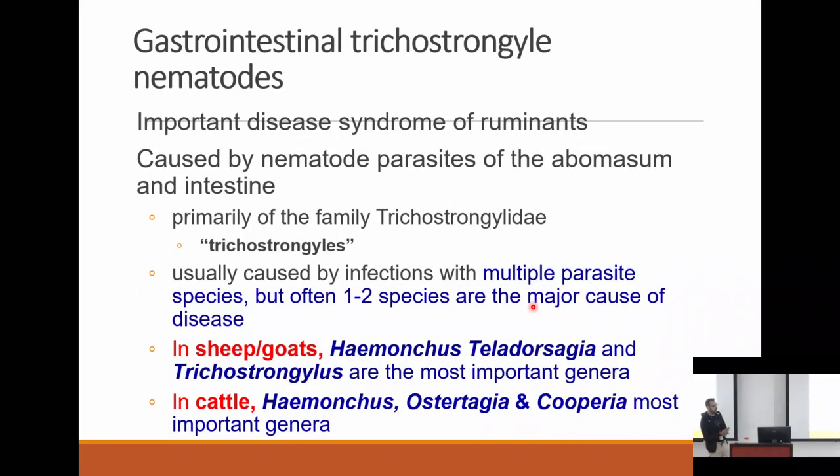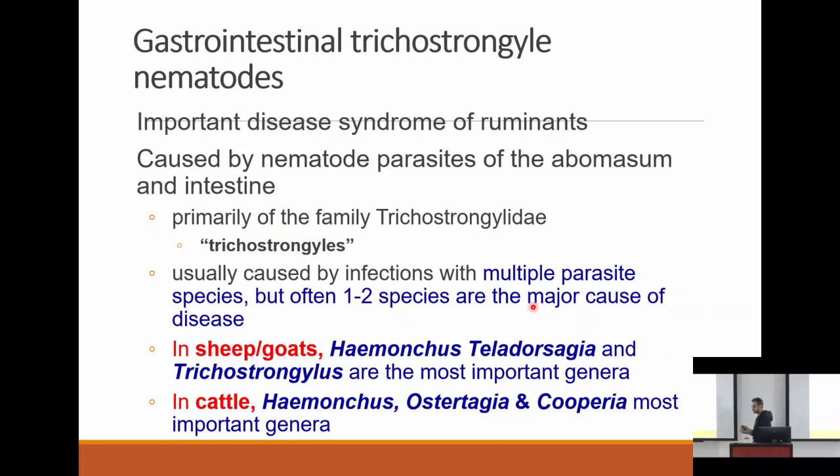Okay, so these Trichostrongyle gastrointestinal nematodes are an important disease syndrome of ruminants, caused by nematode parasites of the abomasum as well as the intestine. We will cover these abomasal and intestinal parasites over the next few lectures, and normally you will call them Trichostrongyle nematodes. Some species cause infection as a single species, like Haemonchosis, where one single dominant species causes the infection.